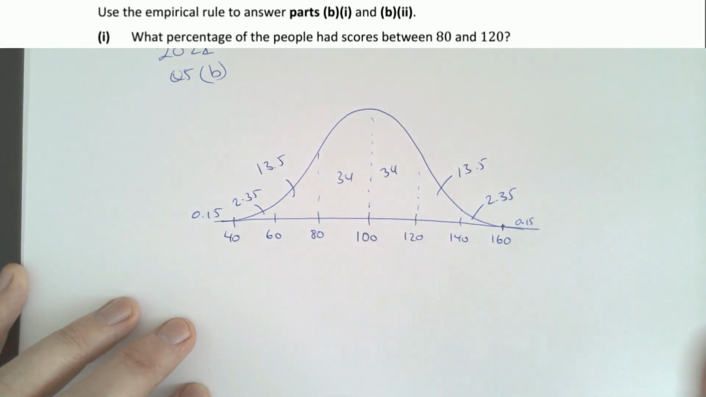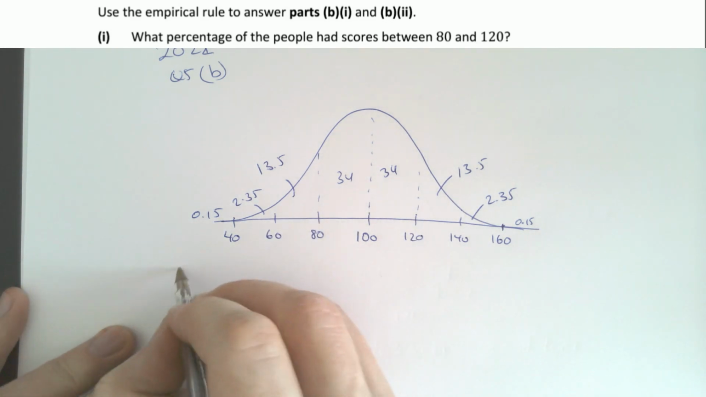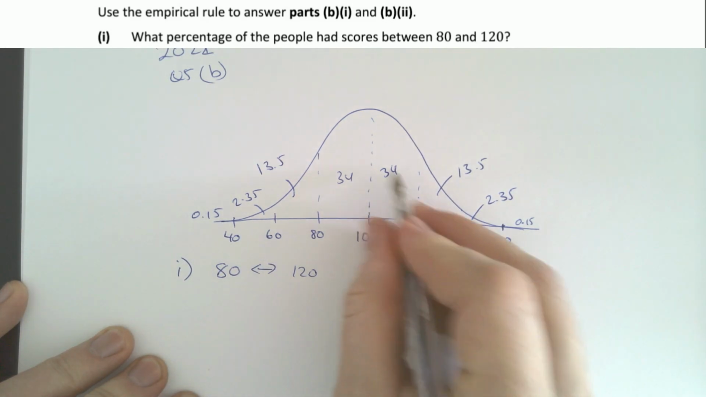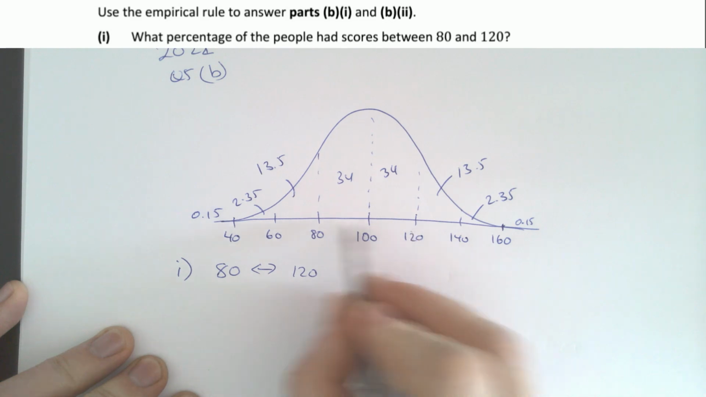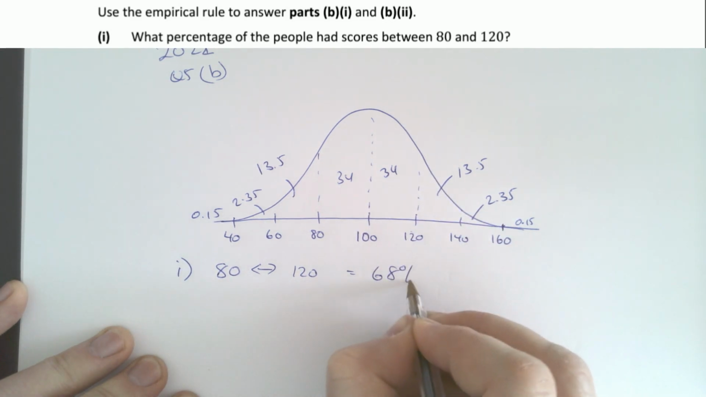So B part 1 asked, what percentage of people had a score between 80 and 120? Well, that's very nice. Score between 80 and 120 is going to be our first standard deviation either direction. So it's just 68%. So that is 68%.